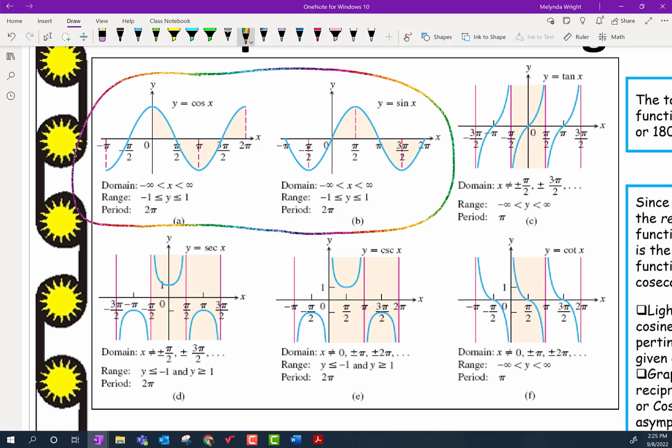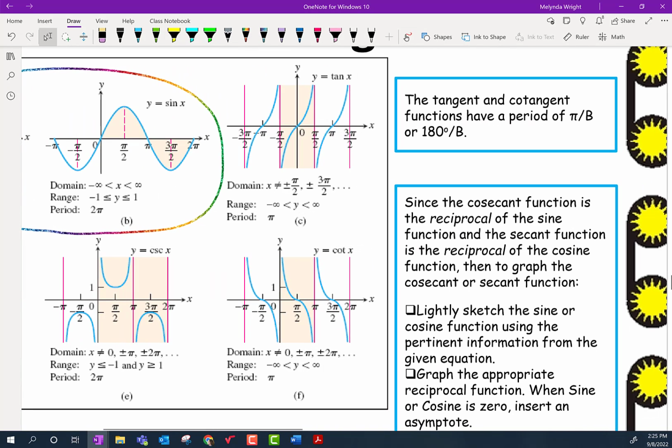Tangent and cotangent over here on the side, they are different than all the others because they have a different period. Their period is, if you're in radians, pi, basically, or if you're in degrees, it's 180 degrees. So those are different for tangent and cotangent.